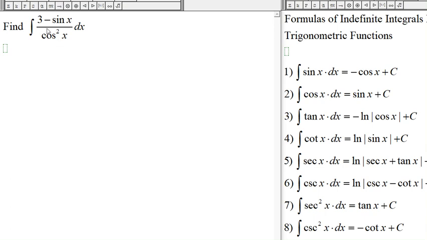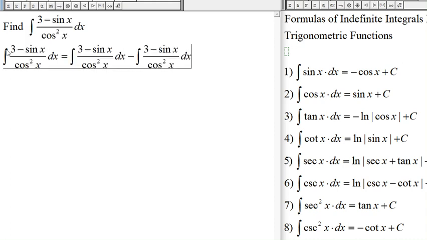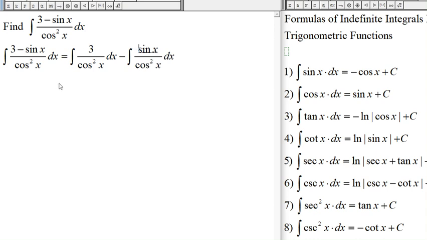So we have the integral of (3 minus sine x) divided by cosine squared of x. To find this integral, first let's go ahead and separate this. It would be the same as 3 over cosine squared of x, minus sine over cosine squared of x. So now let's find this integral first.